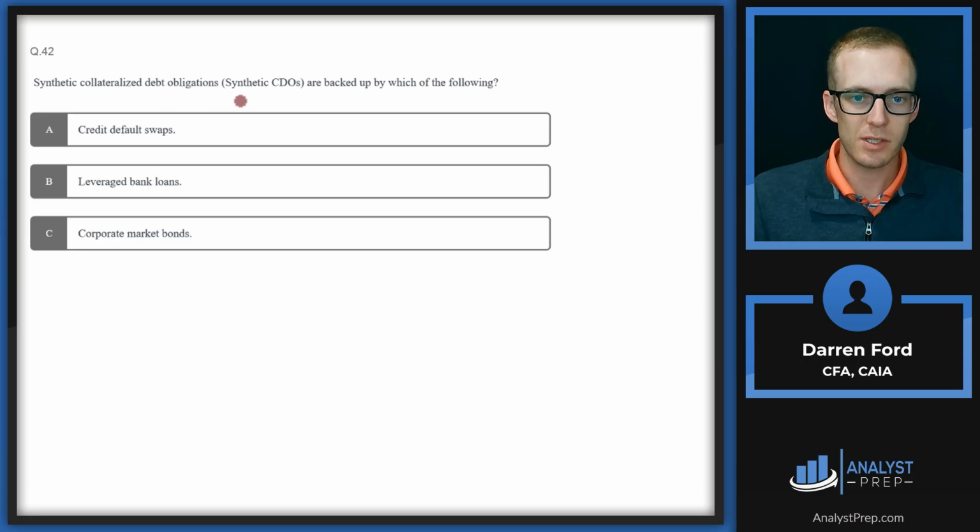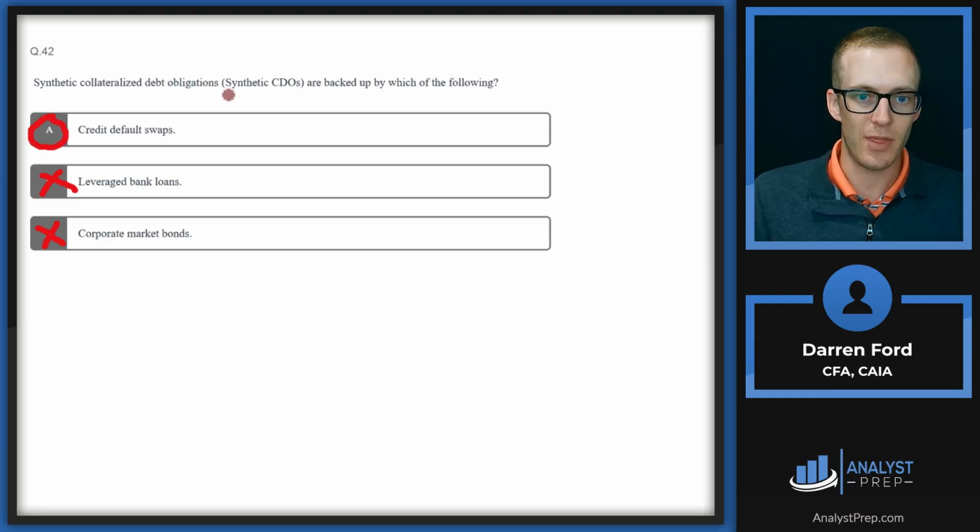Synthetic collateralized debt obligations, synthetic CDOs, are backed by which of the following? Is it A, credit default swaps, B, leveraged bank loans, or C, corporate market bonds? So corporate market bonds, when they're tranched out, are going to be put into CBOs, not CDOs. B, leveraged bank loans, these are going to be put into CLOs, or collateralized loan obligations. So that's going to leave us with A, credit default swaps.